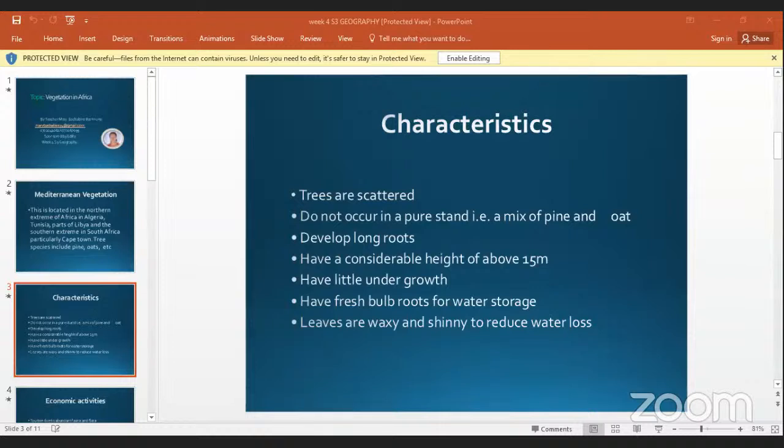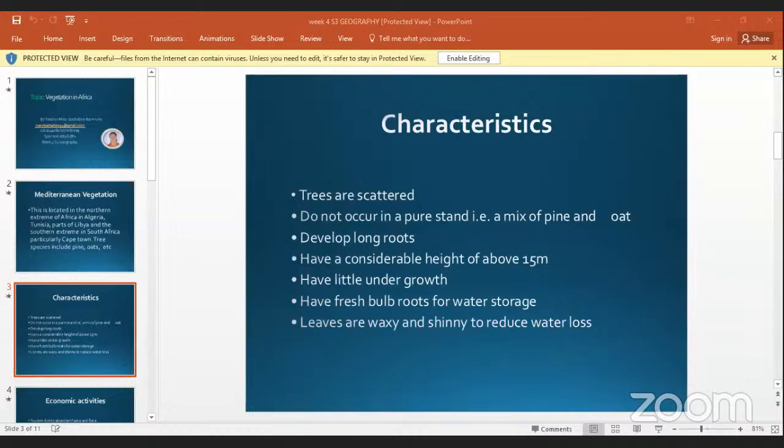So let's look at characteristics of Montane. The characteristics are that they don't have specific characteristics since the vegetation varies. So that means that we have characteristics of savanna, we have characteristics of tropical rainforests, we have characteristics of alpine vegetation. So the characteristics are many because they have different vegetation types. That's what we can say about them.